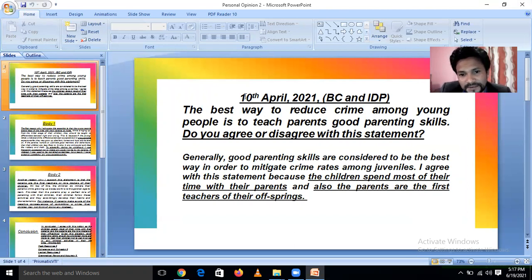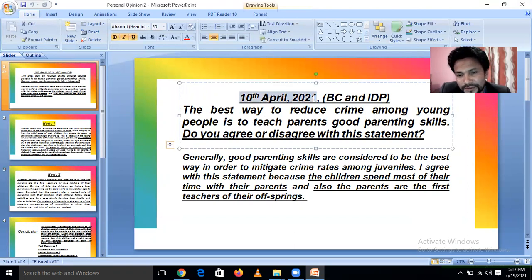This question was asked on 10th April 2021 at BC and IDP in Nepal, India also. The best way to reduce crime among young people is to teach parents good parenting skills. If parents are taught about good parenting skills, their children would be less likely to commit any serious crime in the society. Do you agree or disagree with this statement?